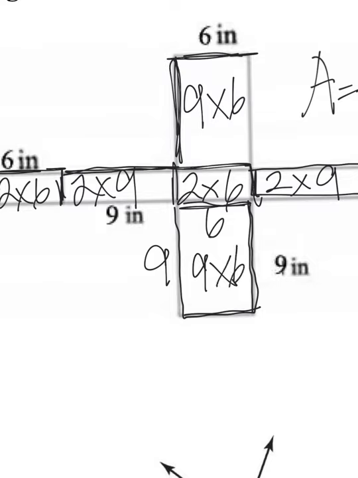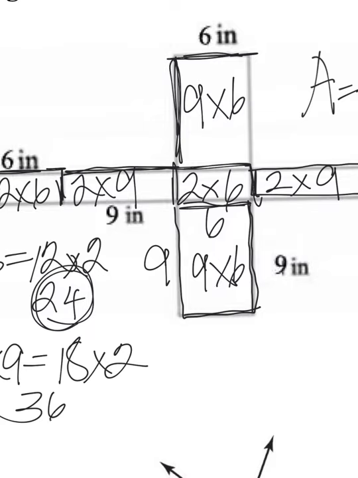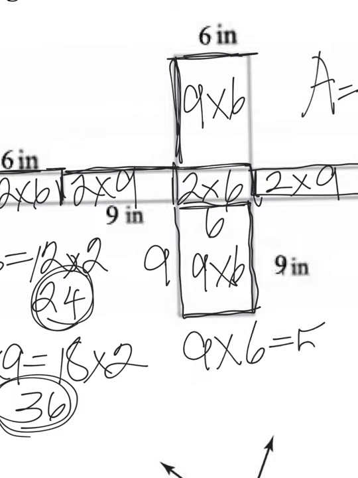Two times 6 is 12. So we need 2 of those, which will be 24. 2 times 9 is 18. We need 2 of those, which would be 36. And 9 times 6 is 54, and we need 2 of those, which would be 108.